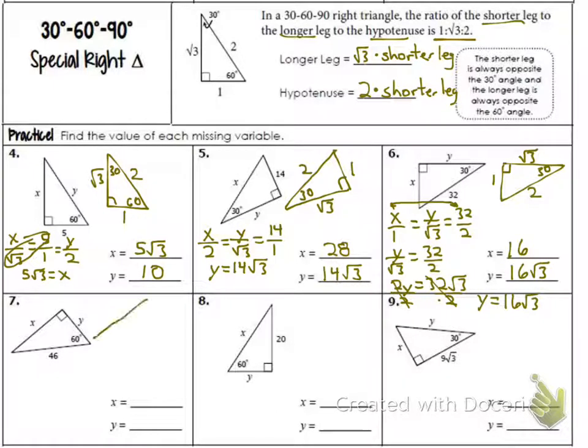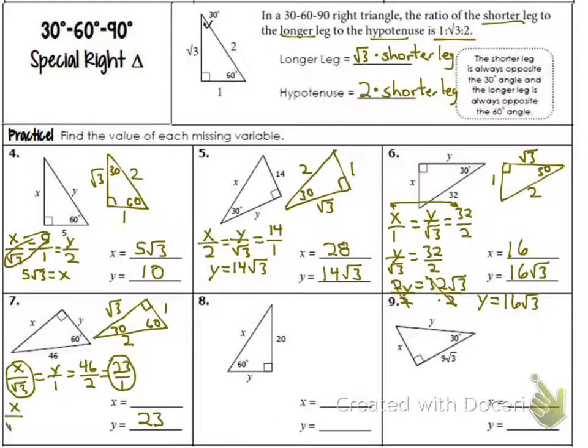For number 7, we're going to go 30 degrees here, 60 degrees here, 1, root 3, and 2. Our ratios will be x over root 3, y over 1, and 46 over 2. If I want to reduce one of them, I could reduce this 46 over 2, which gives me 23 over 1, and I pick the two fractions that make things easier for me. Y over 1 and 23 over 1 tells me that y is 23. And then I'm going to take x over root 3 and 23 over 1, and I get that x equals 23 root 3.